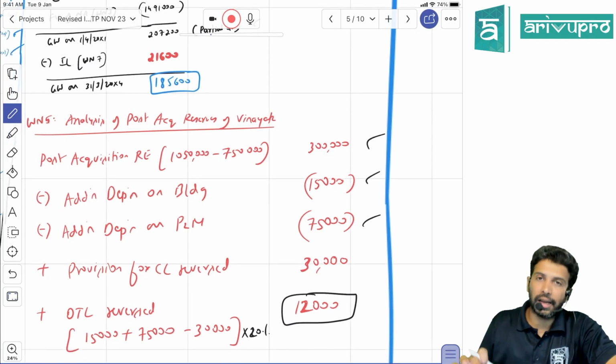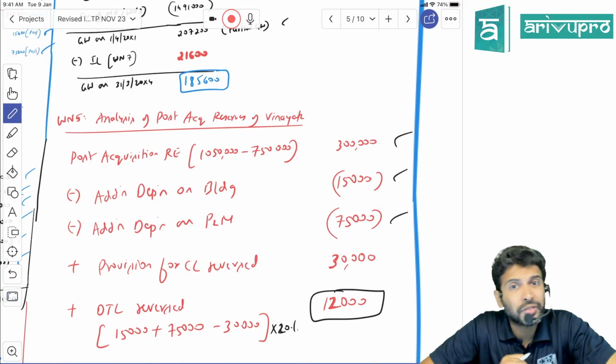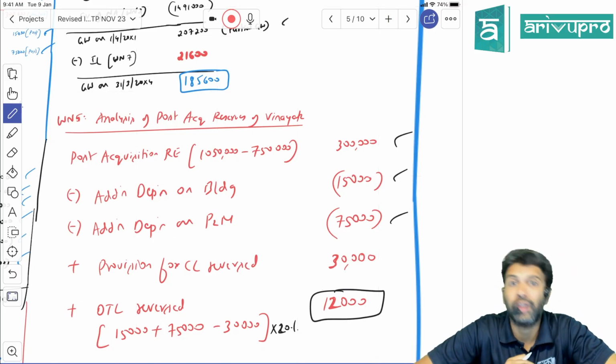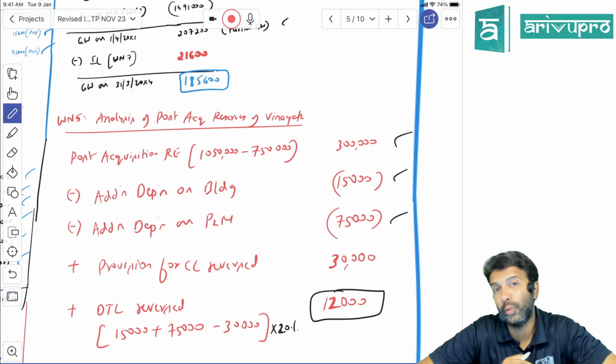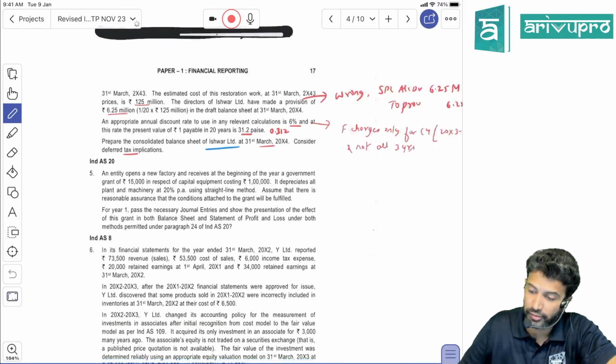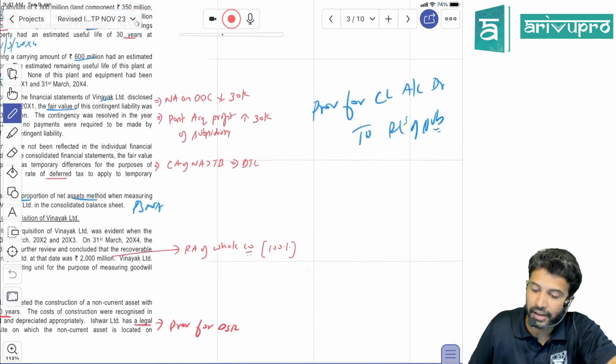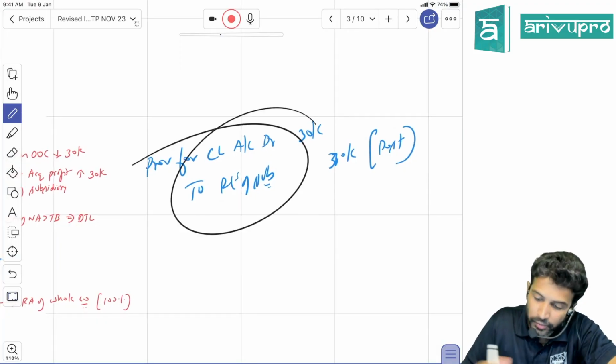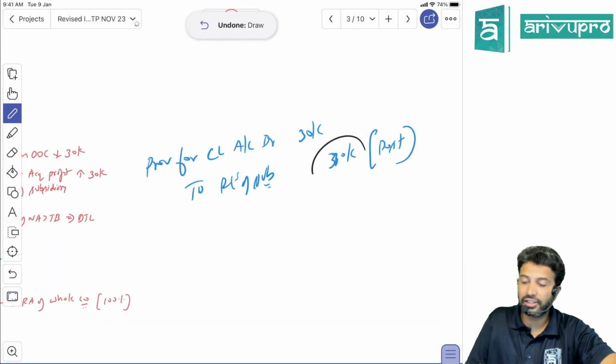Okay, and one more thing is, you remember on the date of control, we recorded a contingent liability of 30 million. Was that liability there? No, we reversed it, right? We also wrote the entry here for that. We record the contingent liability and we reverse it, right? The reversal entry is provision for contingent liability to retained earnings of subsidiary company.